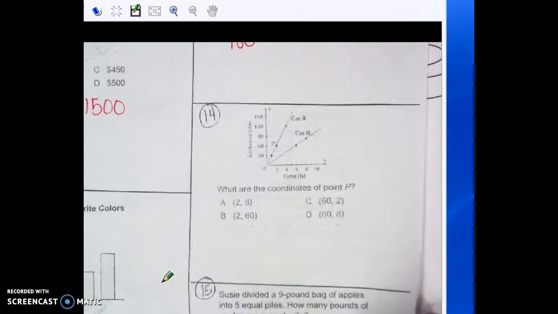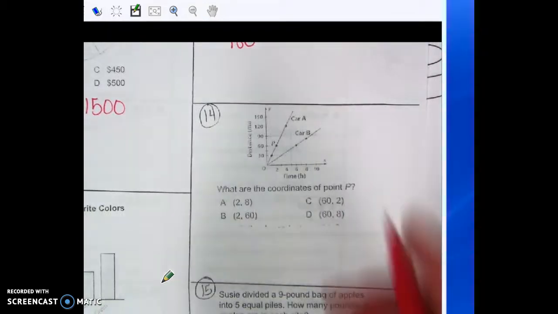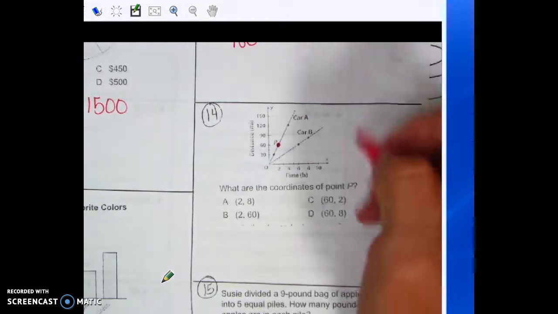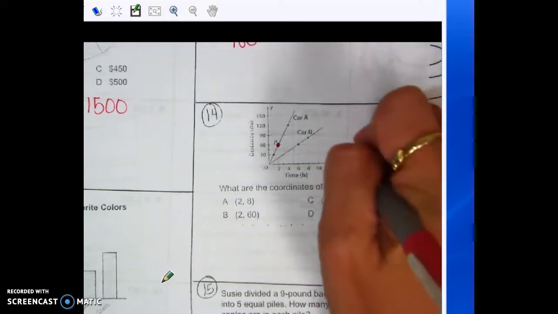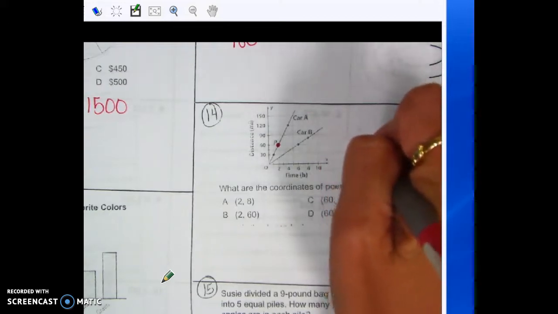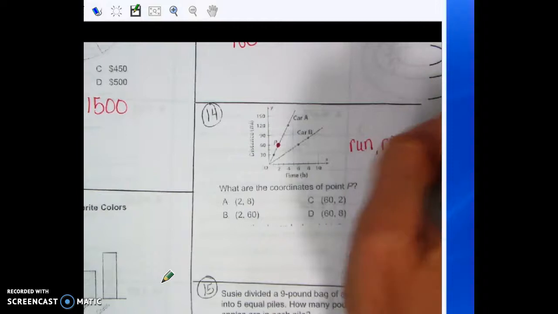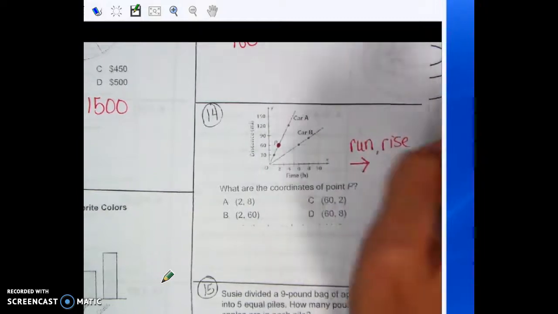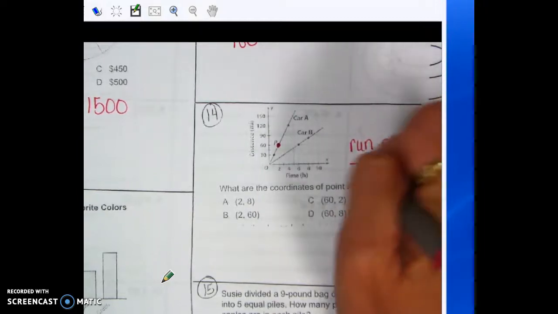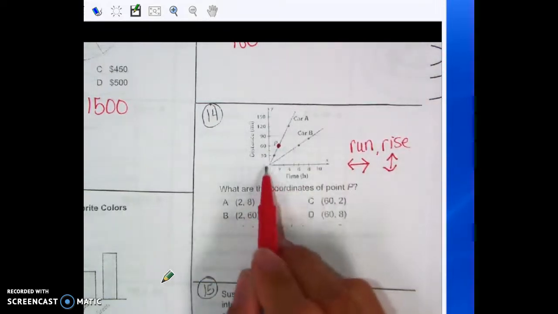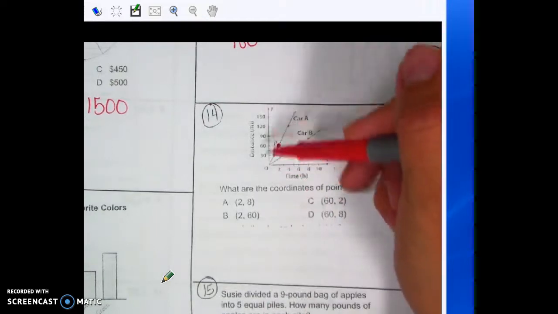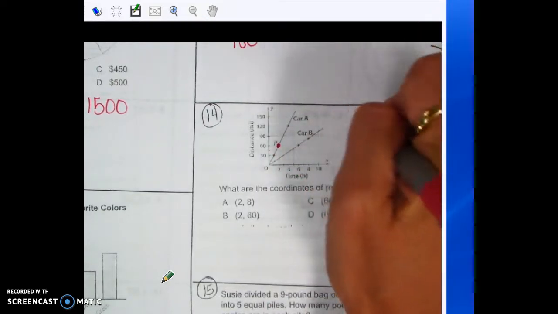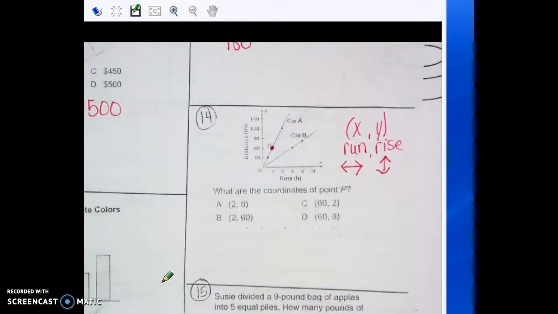Okay, 14. What are the coordinates of point P? Whenever we're finding coordinates, we're going to start at 0, 0, and then you're going to run and then rise. So you're going to go across first and then go up and down. The first coordinate would be whatever it is on the x-axis. The second coordinate is whatever it is on the y-axis. There's your x and your y.